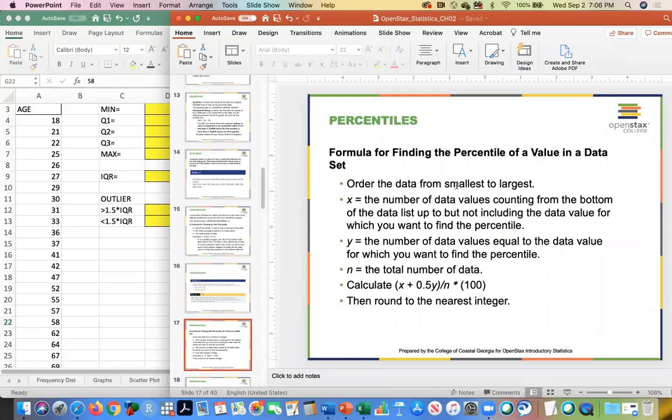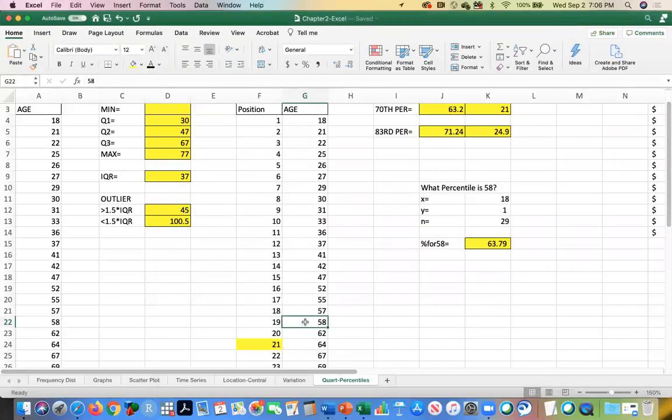So we have to order the data from the smallest to the largest. X is going to be the number of data values counting from the bottom of the data list up to, but not including, the value for which you want to find the percentile. For example, in this case, there are 18 different positions before 58, right? So that's what I'm going to type here. So that is going to be the value of X.